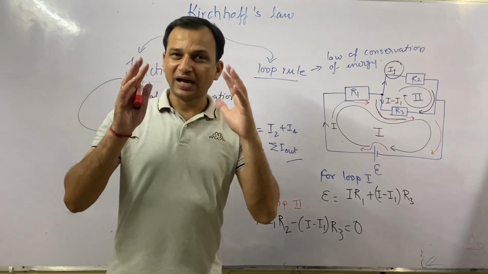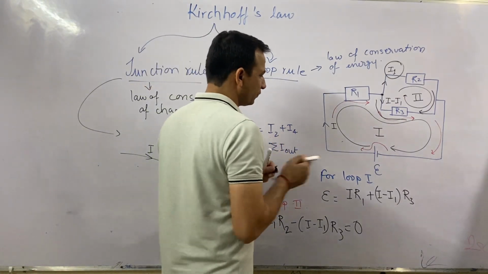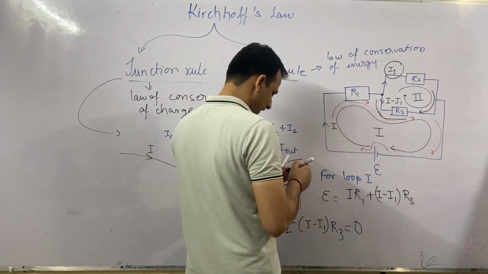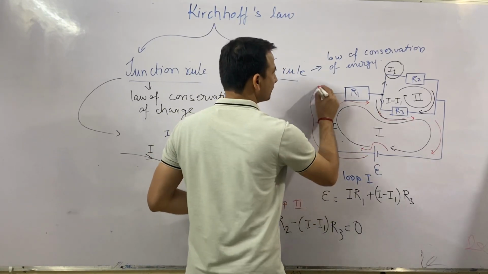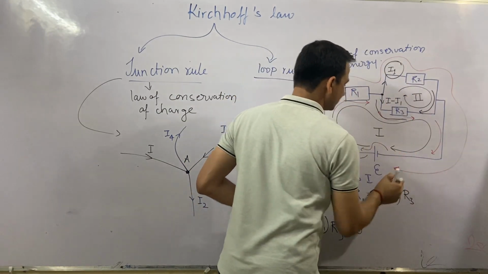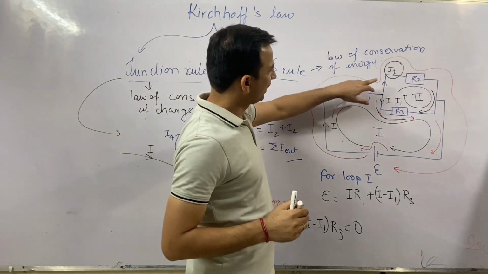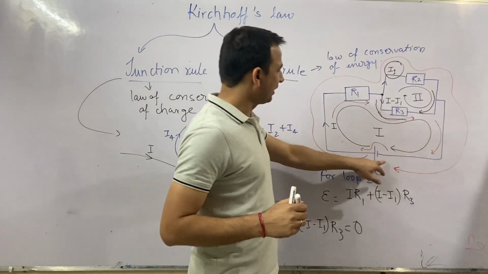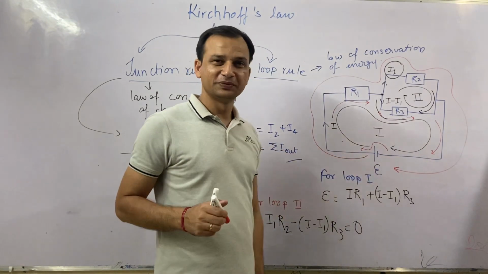Now, as homework, you can apply this loop rule for the third loop, and the third loop we can form using this part. This is the third loop. It means R1, R2 and the power supply are part of this loop.